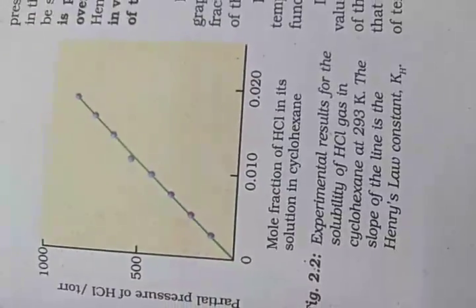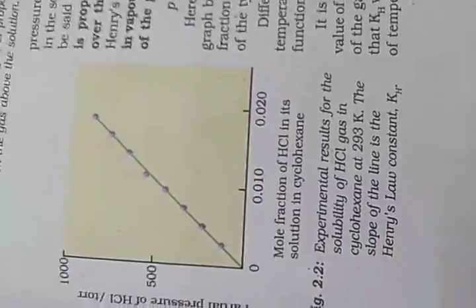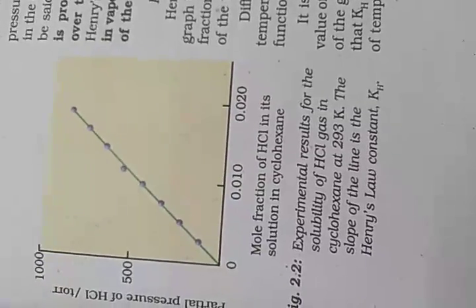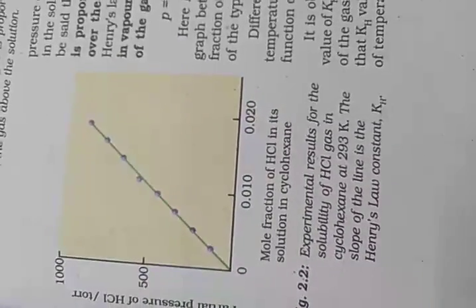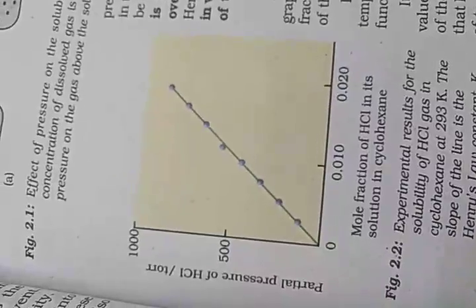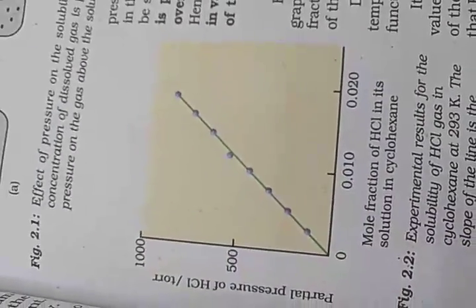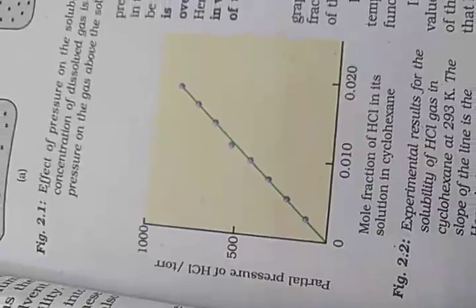Now I am showing you a graph in figure 2.2. Figure 2.2, experimental results for the solubility of HCl gas in cyclohexane at 293 Kelvin. The slope of the line is Henry's constant Kh. Here you can see the partial pressure, here you see the mole fraction, and it is going up. If the partial pressure is increasing, the mole fraction is going to increase.